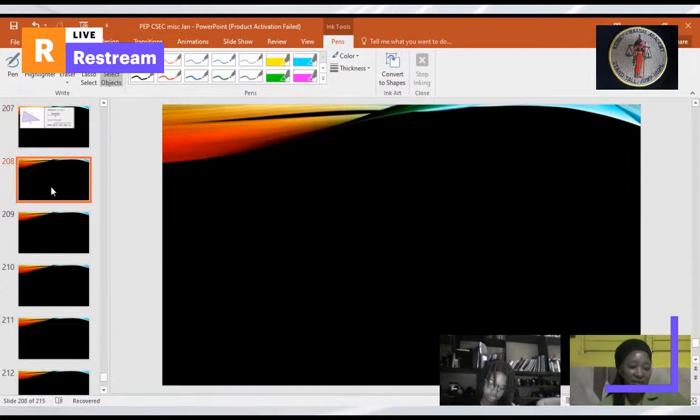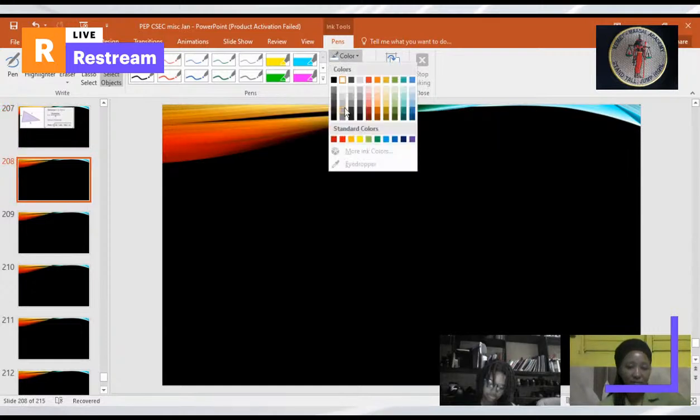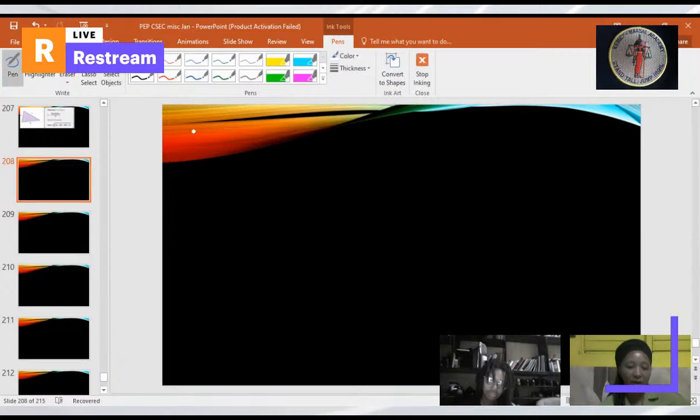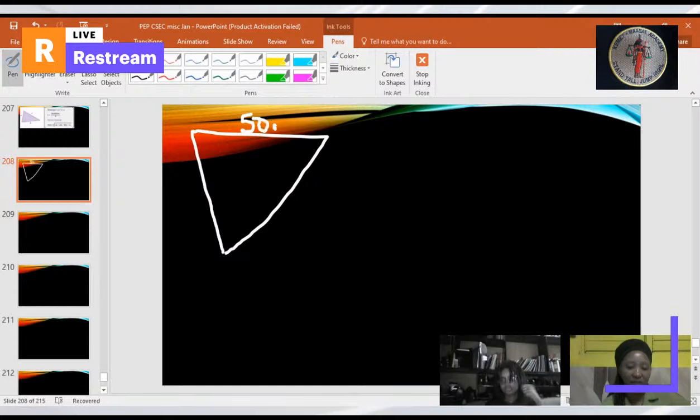So Imani, you're going to start. All right, so here's your triangle. This is 50 meters. This is 43 meters. This is 31 meters. Not drawn to scale, and these probably don't add up, but here we go. I'm just picking some numbers out of thin air.